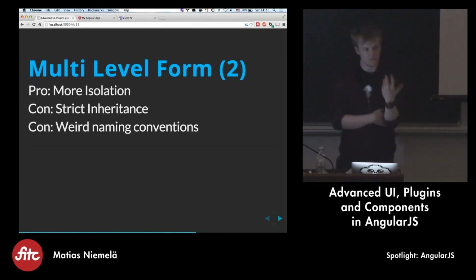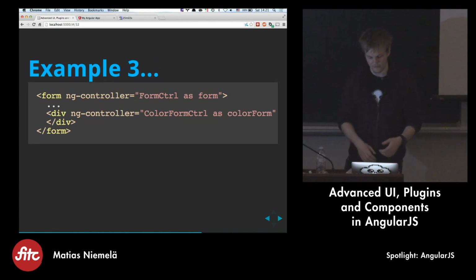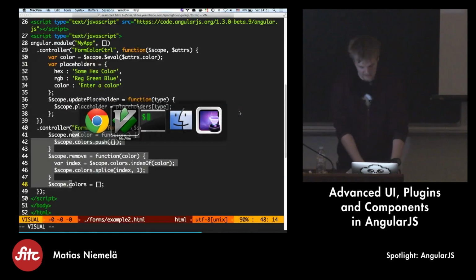So what's good about this then? We have more isolation. Basically, the color controller is doing its own thing. And the only problem with this is there's still a strict inheritance. Whatever I place on the form controller on the top will get inherited to the color controller layer on the form. So if we use controller as to do this, we can basically split off each instance of the controller into its own object.